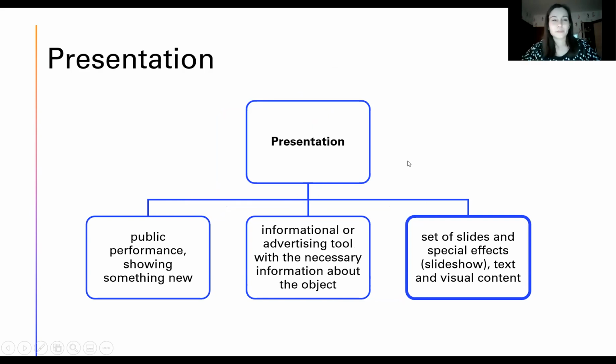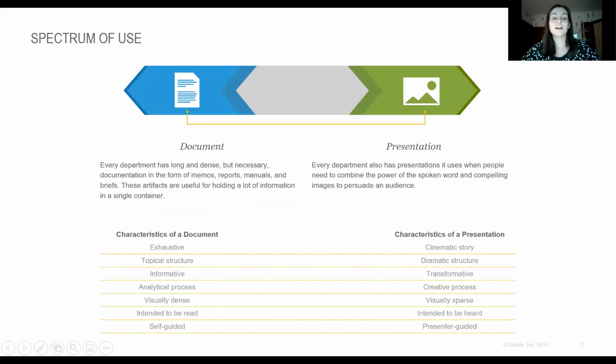So when we hear this word presentation, we can think about different types of them. It can be a public performance, it can be some kind of advertising tool when we give a brochure about the object, about the company. In this case, we think about the presentation as a set of slides. There could be some special effects, like a slideshow, which contains visual content, some text content, audio or video. So this is our focus for today. Now, several words about the difference. I have told you that we will talk about slide docs first.